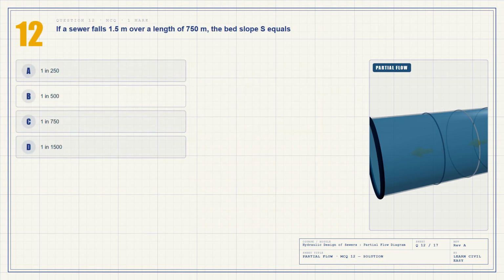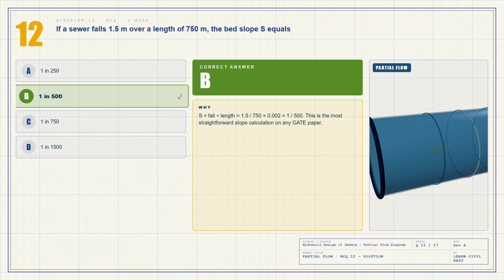Question 12. The correct answer is B, 1 in 500. Slope S equals fall of bed divided by length. Substitute 1.5 over 750 equals 0.002, which is 1 over 500, or 1 in 500.